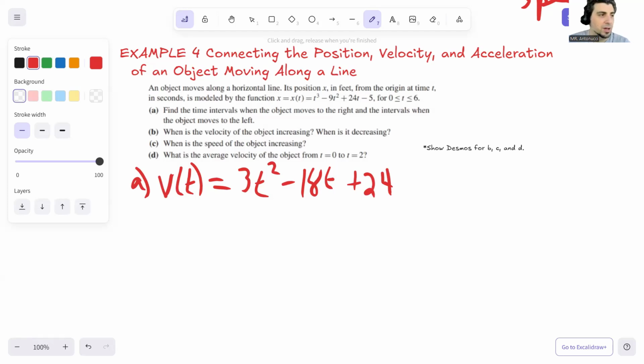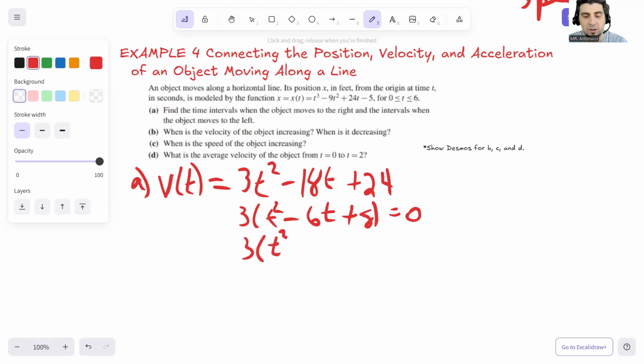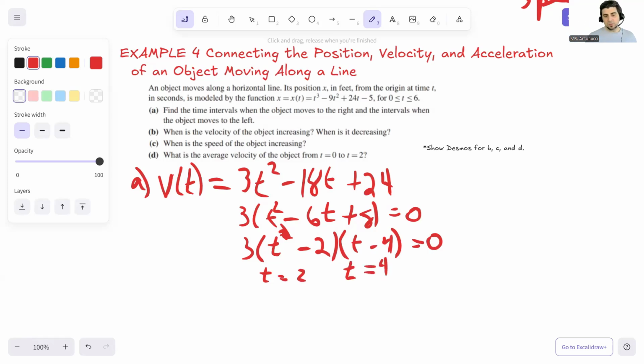And then we could factor this. So factor out a 3, you get t squared minus 6t plus 8. Set that equal to 0. Factor that, you'd have t minus 2, and then t minus 4. You need to add to negative 6 and multiply to 8, which they do. So you would have t equals 2 and t equals 4. Because this is a continuous function, the only way the velocity is going to change sign is if it passes through 0, and these are the 2 points where it passes through 0.